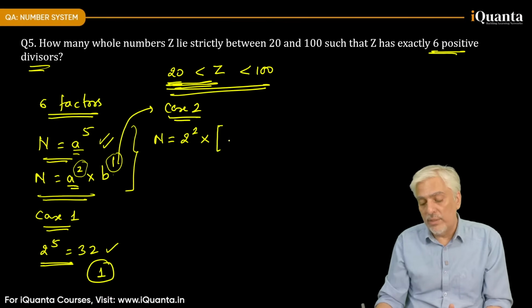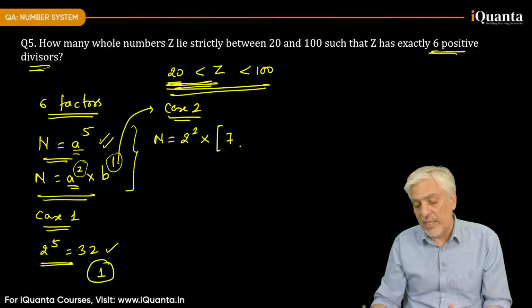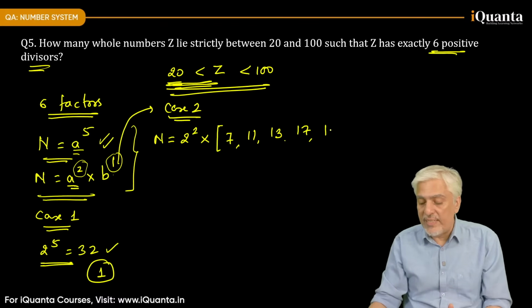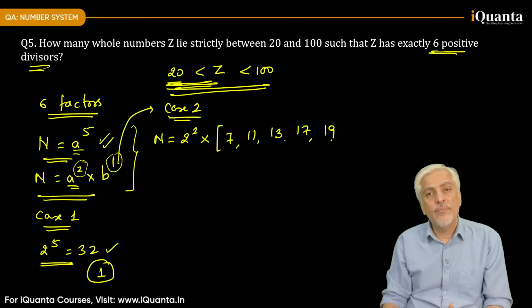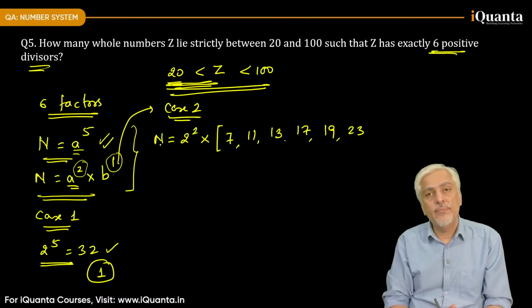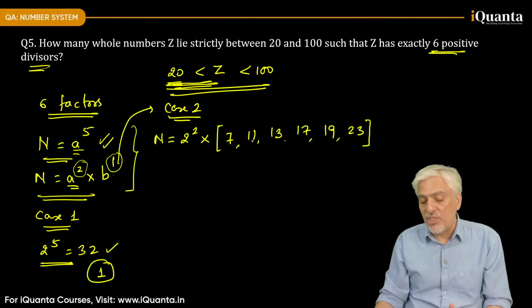So what all is allowed? 7 onwards is allowed. 7 is allowed. 11 is allowed. It should not go above 100. 13 is allowed. 17 is allowed. 19 fours are 76, allowed. 23 fours are 92, allowed. 27 fours are 108, not allowed. So last number will be 23. So this gives 6 cases.